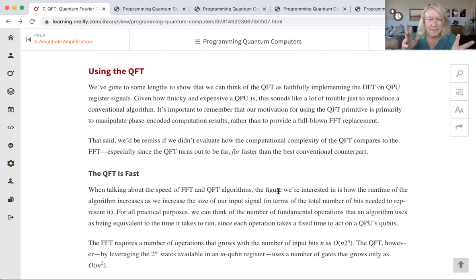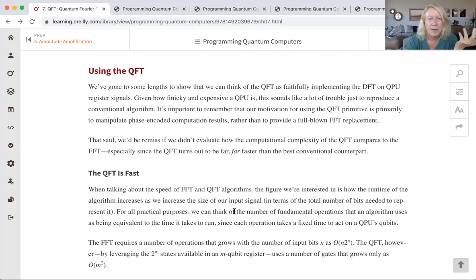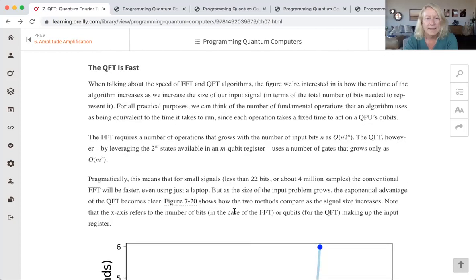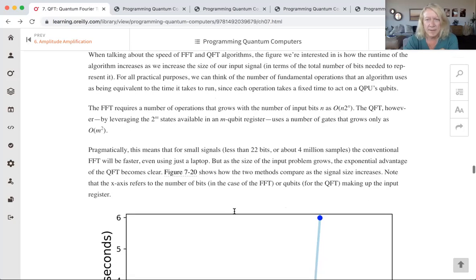Okay, they don't say this, but my assumption is that you could implement an FFT with classical computing, right? That's what I would think, right? Yes. And so the QFT is fast. We're talking about the speed. The runtime of the algorithm increases as we increase the size of our signal in terms of the number of bits. For practical purposes, we can think of the number of fundamental operations the algorithm uses as being equivalent to the time it takes to run, since each operation takes a fixed time to act on the qubit.